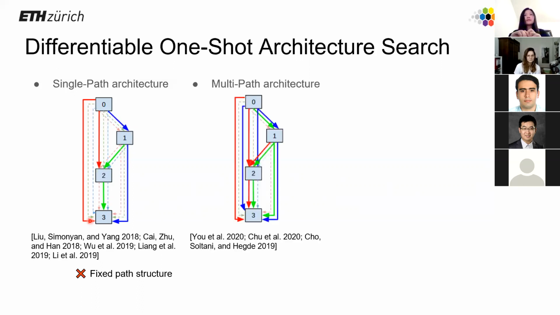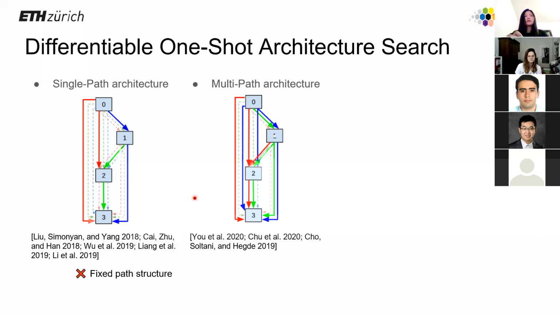Recently, inspired by the success of feature aggregations in many successful multipath network designs, such as the Inception network, some works begin to search for such multipath architectures, where they want to maintain multiple paths between each pair of nodes. But to our knowledge, this kind of work typically also needs to fix the aggregation intensity in advance of search. So this actually has the same problem as single path architecture search. That is, they usually have a fixed path structure.